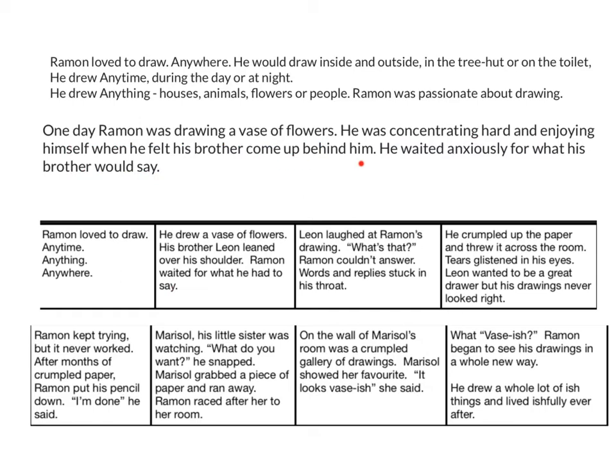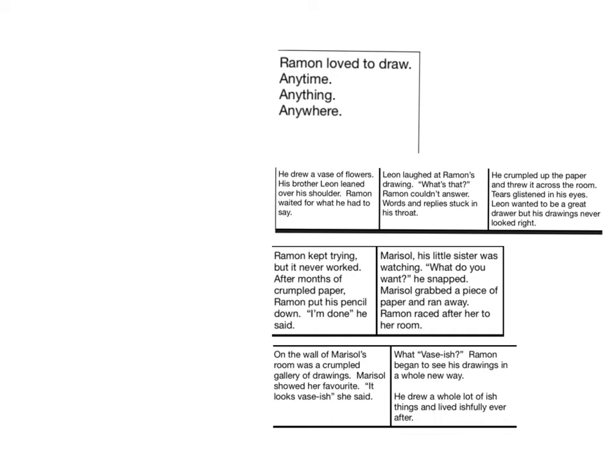And then I'll keep going in this paragraph and talk about this part here where his brother laughs at him, and this part here where Raymond throws the drawing across the room because he's so upset. So here I've got a summary of what my paragraphs will be, and you might like to do a similar layout of paragraphs in your retell.